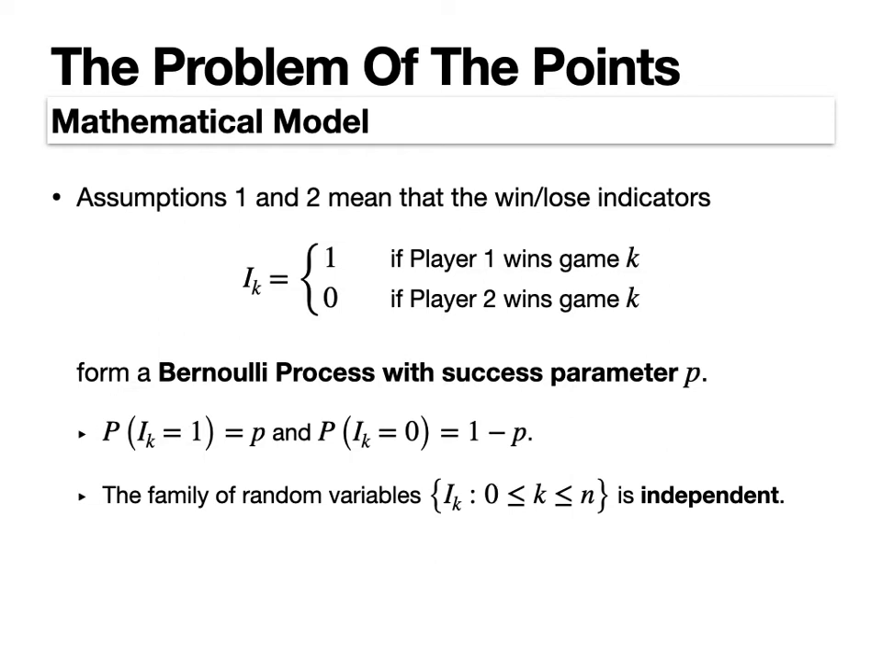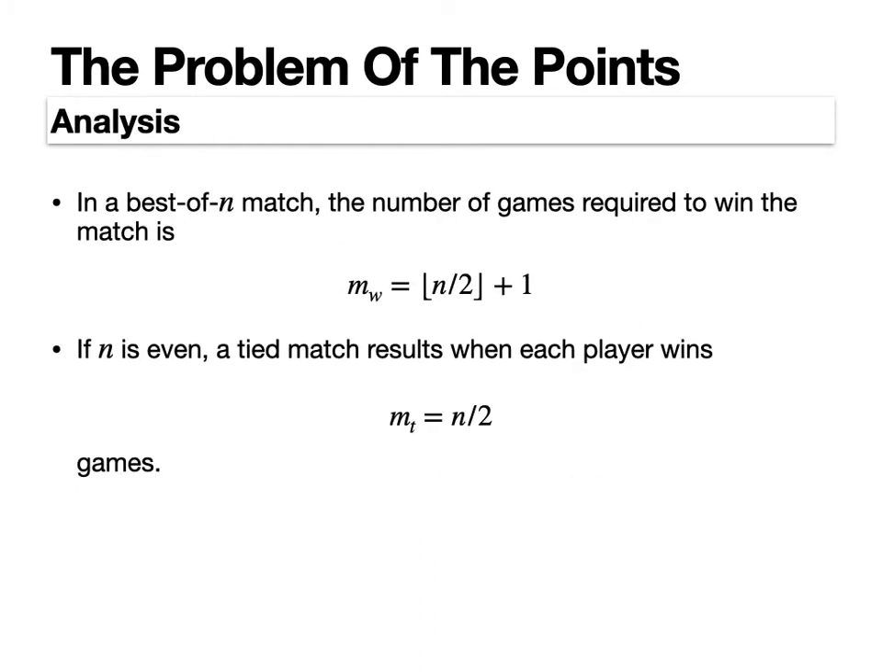And so we have a Bernoulli process here, and to do the analysis, the first thing you need to realize is that in a best of n match, the number of games required to win is just the minimum number that gets you above half, and that's given by this expression: m sub w is the floor of n over 2, plus 1. So if you think about this, for an odd tournament where n is, say, 9, floor of n over 2 would be the floor of 4.5. That's 4, plus 1 is 5. You need to win five games to win a best of 9 match, and that's right.